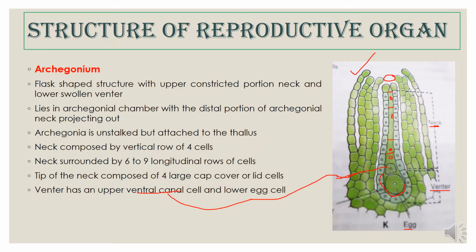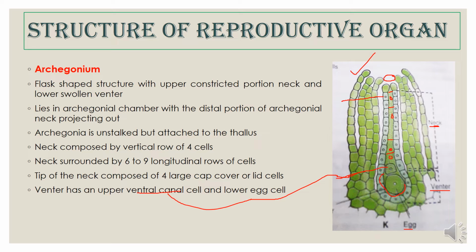And one thing I should mention is that each of these neck canal cells is surrounded by a jacket. This is the jacket. Here we see this jacket has 6 or 8 longitudinal rows of cells. These are all sterile cells, and their sole function is to protect the main archegonia.